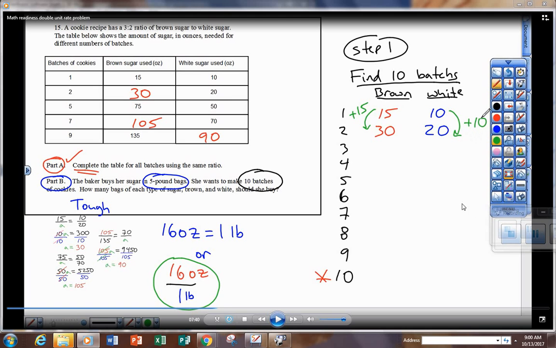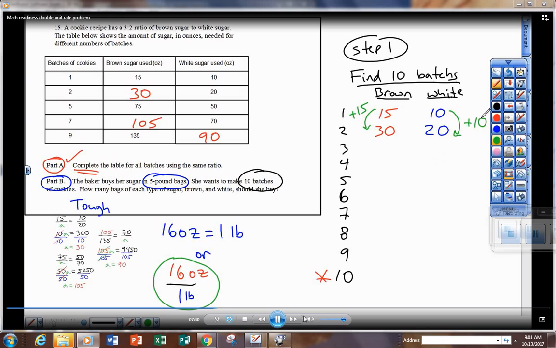I could see that from here to here it's going up by 15. So my next number for brown sugar will take this 30 and add 15 to it to get that number. For my white sugar, again, I can see this is going up by 10 right here. So to find this next term, I just take 20 and add 10 to it to get that. So knowing that, 30 plus 15, this is going to be 45. 20 plus that 10 right there is going to make this next number 30.